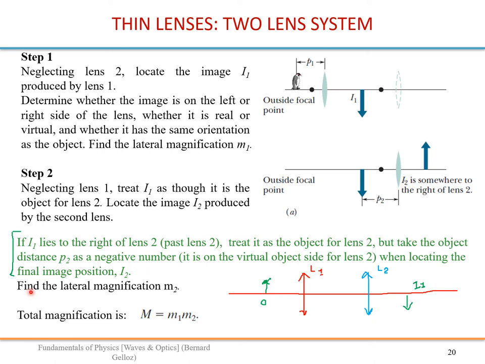Then finally, after that, you find the lateral magnification M2, and the total magnification for both lenses is given just by the product M1 M2. Okay, so when you draw your rays and your object is on the right side, you can just draw as usual. You can take something like that and another one crossing the lens like this. The diagram doesn't really care if you are on the right side or the left side. It is for the equations, for the signs.